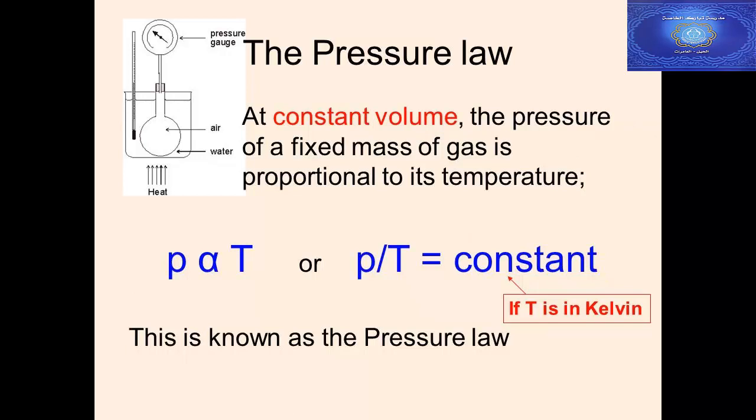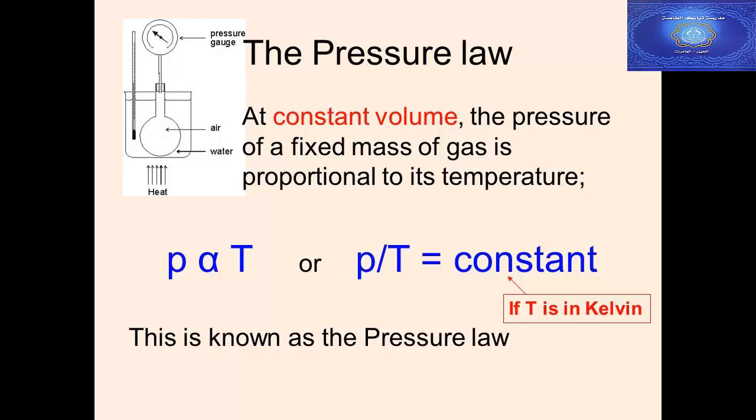The third law of gas is called the pressure law. This law relates the pressure to the temperature of a gas at constant volume. By increasing the temperature of the gas, its pressure will increase. By increasing the temperature, the particles' kinetic energy will increase and their speed also increases. This causes an increase in the number of collisions between particles and the wall of the container. And we know before that the pressure of gas results from collisions between particles and the wall of the container.